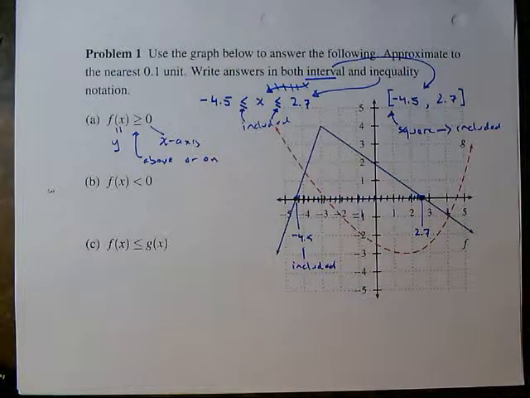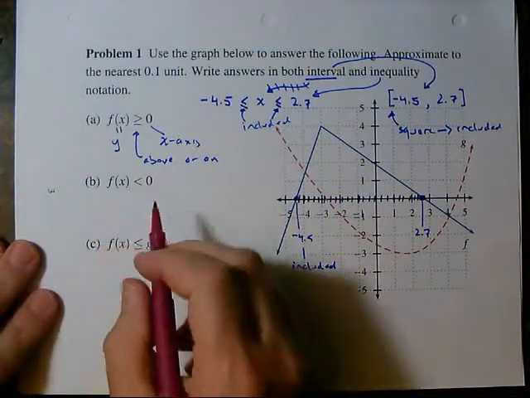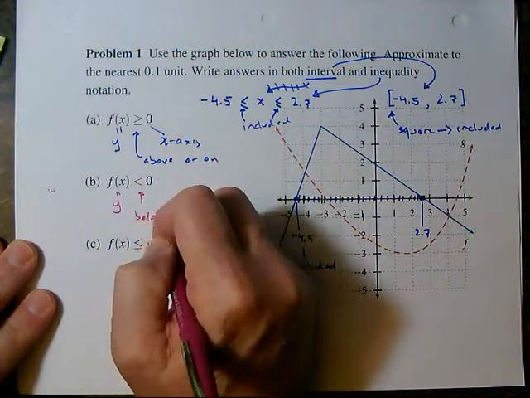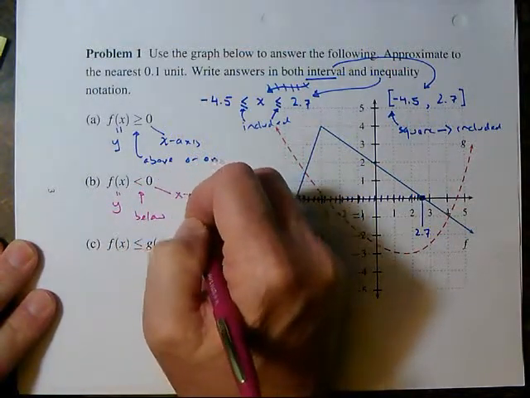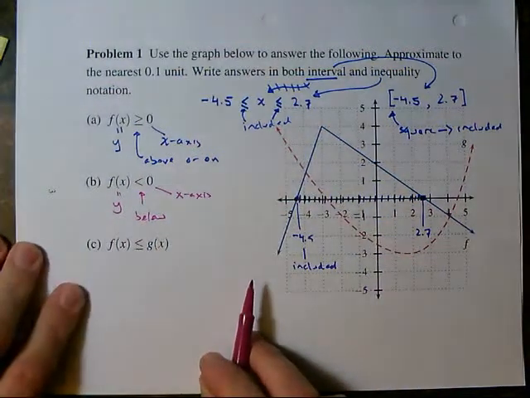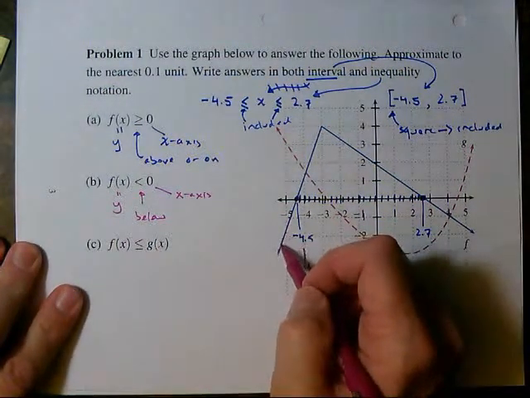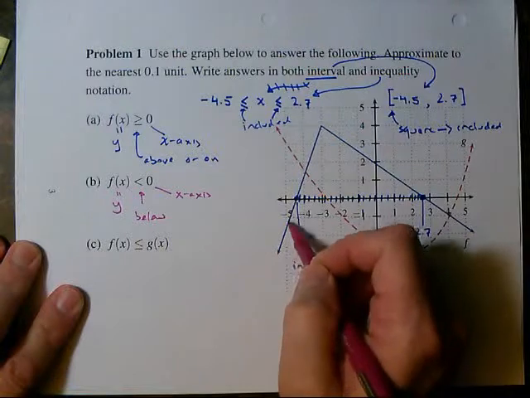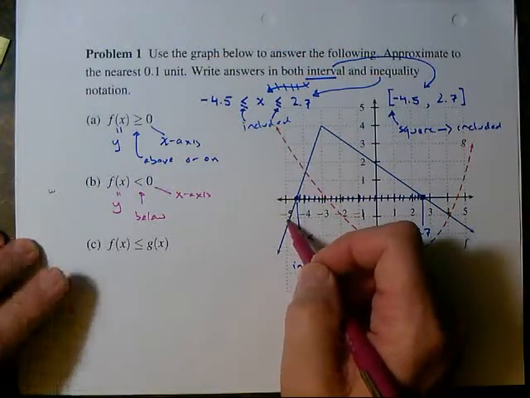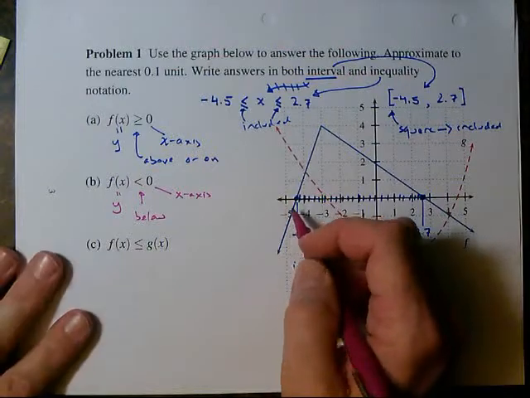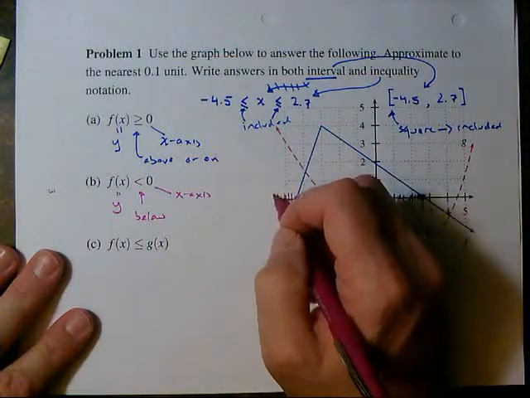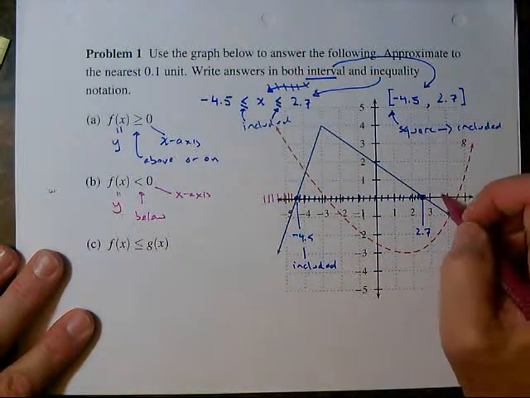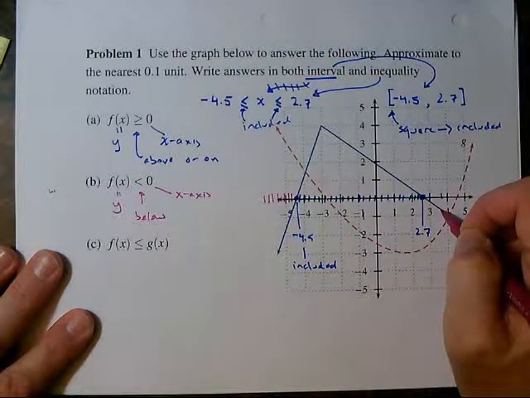Now, I think it would be more fun to go ahead with f of x less than 0. Well, this is saying y's are below the x-axis. And we're using the graph of f. Here is the part of the graph where y's are below the x-axis. The solution will be the x's that cause that to happen. So these x's cause the y's to be below the x-axis.